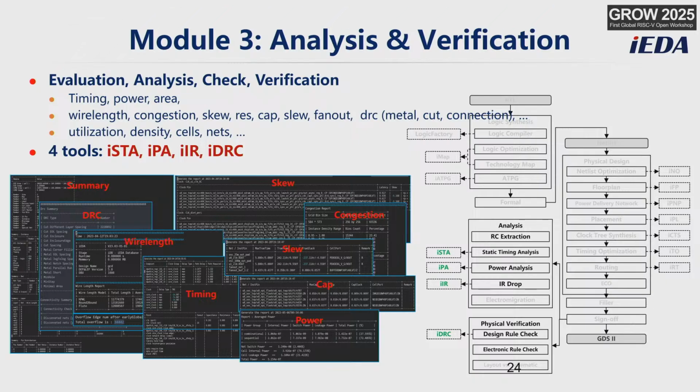The last module is about analysis and verification. iEDA provides many evaluators to help the development of new algorithms. The common metrics of the evaluators are based on timing, power, wirelength, congestion, slew, bound, and so on. And four evaluators are involved.